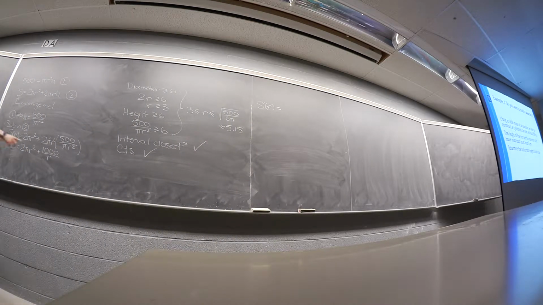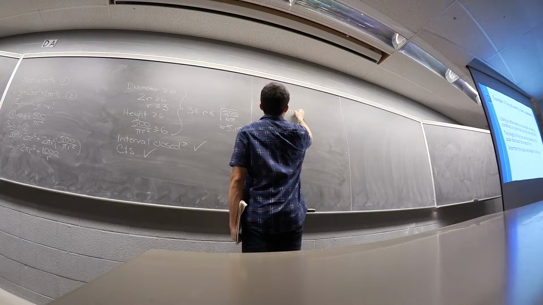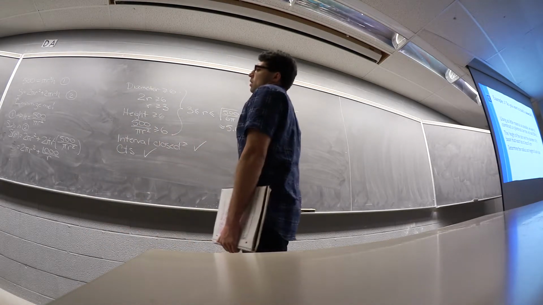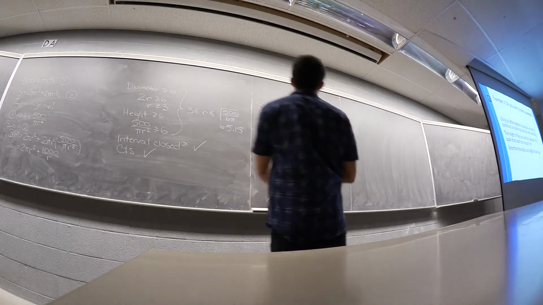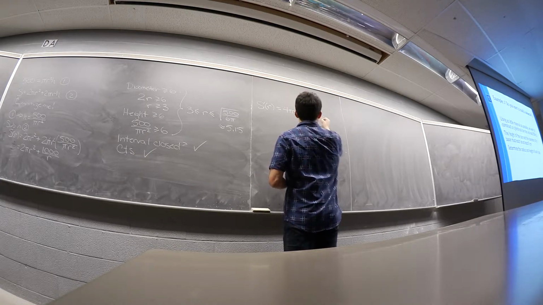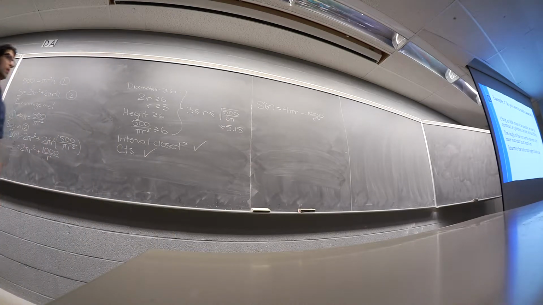Derivative of this guy, 4 pi r minus, is that 1,000 over r squared? Okay, good. And all I really used was power rules there.